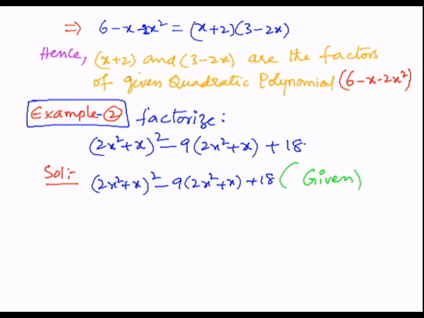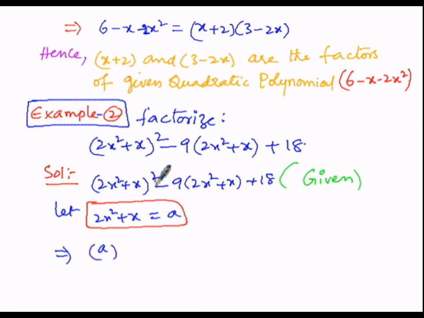So here 2x square plus x whole square minus 9 into 2x square plus x. So 2x square plus x is occurring twice. So I want to assume, let 2x square plus x be a. In this manner I have assumed: our assumption is 2x square plus x, this bracket, as a. Then that implies 2x square plus x is written as a, but it is squared as per the given polynomial, minus 9 into 2x square plus x must be written as a again, then plus 18.